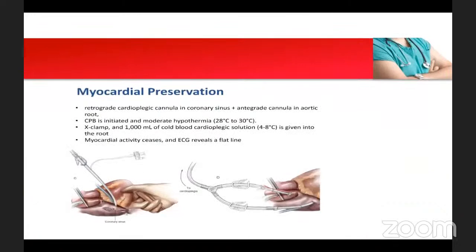We have different myocardial preservation techniques, depending on the surgeon's preference and practice. Here, retrograde cardioplegia is placed in the coronary sinus and antegrade in the aortic root, as shown. Then cardiopulmonary bypass is initiated, with cooling down to moderate hypothermia. After applying the cross-clamp, cold blood cardioplegia is given into the aortic root till myocardial activity stops and the ECG monitor reveals a flat line.